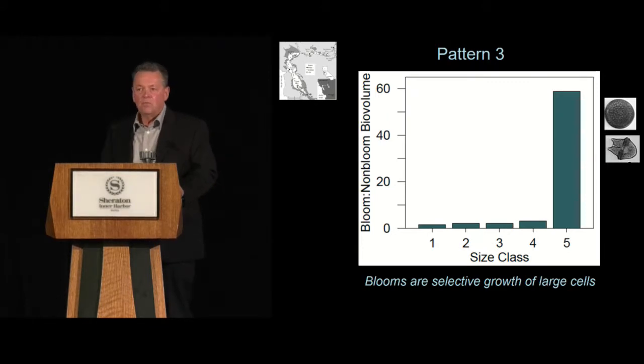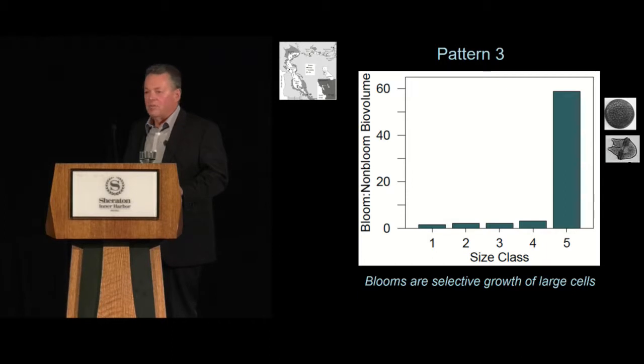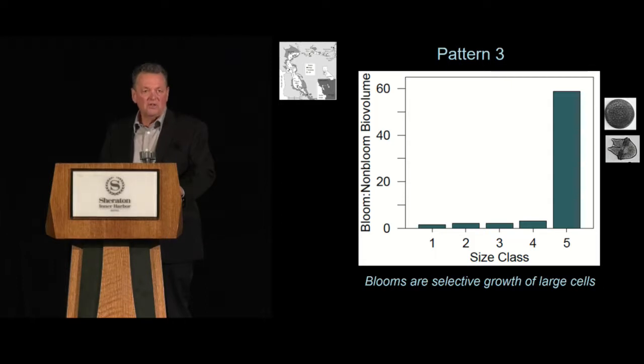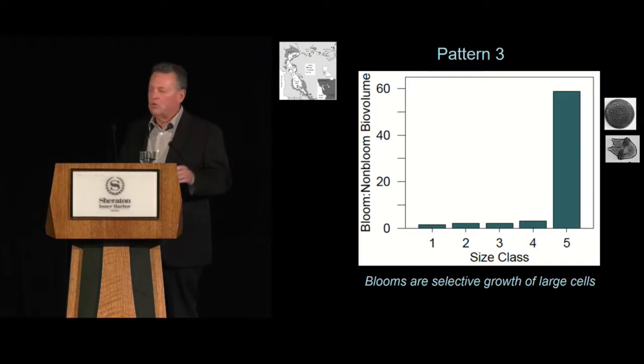And then the third pattern is that phytoplankton blooms in this estuary are the result of selective biomass growth of the largest size class. So this is a plot where the y-axis is the amplification factor of biomass during blooms for each of the 5 size classes. So you know, we don't have a uniform definition of what a bloom is. I just arbitrarily said, let's look at the samples that are in the top 10th percentile in terms of total phytoplankton biovolume, call those bloom samples and the other 90% non-bloom samples, and then for each size class, calculate the mean ratio of biomass during blooms compared to non-blooms.